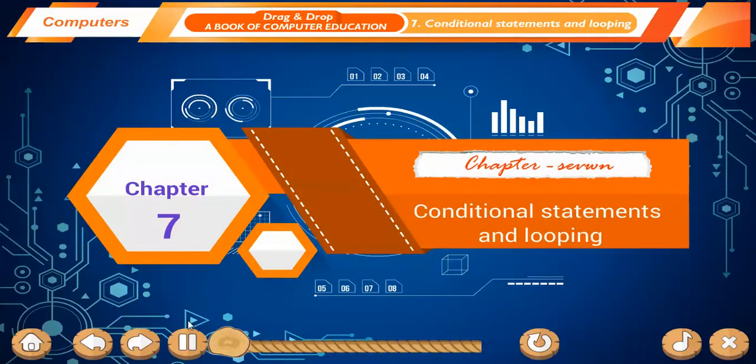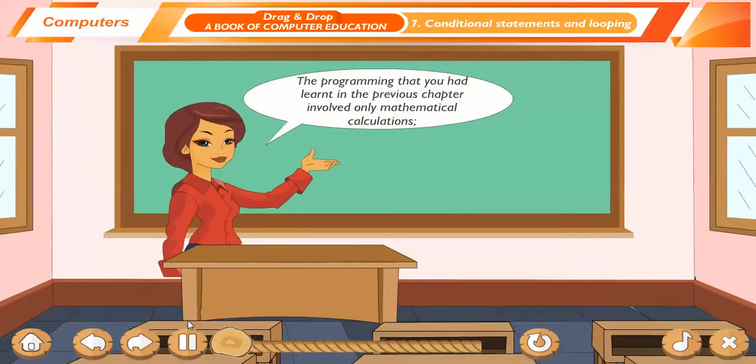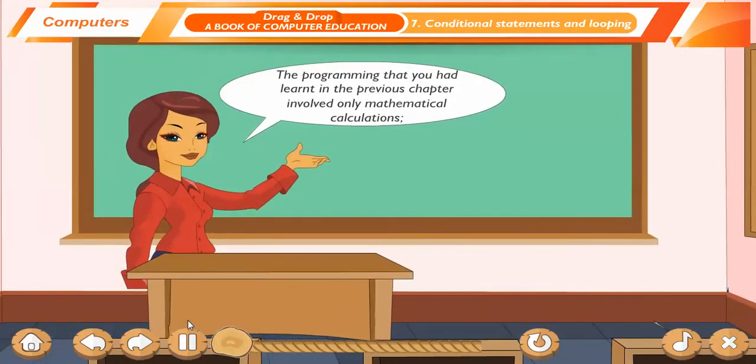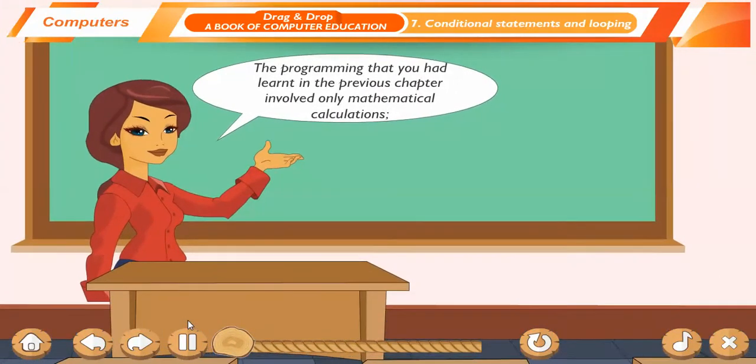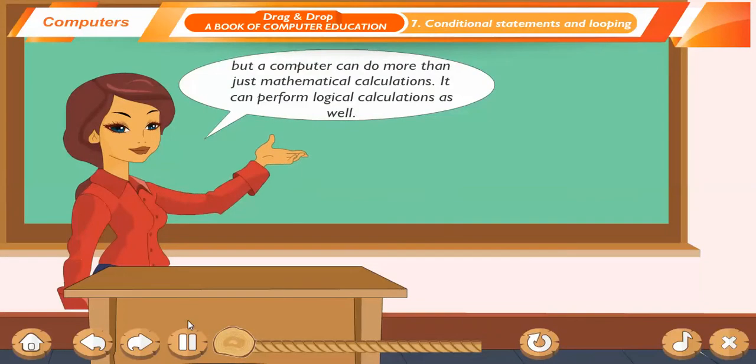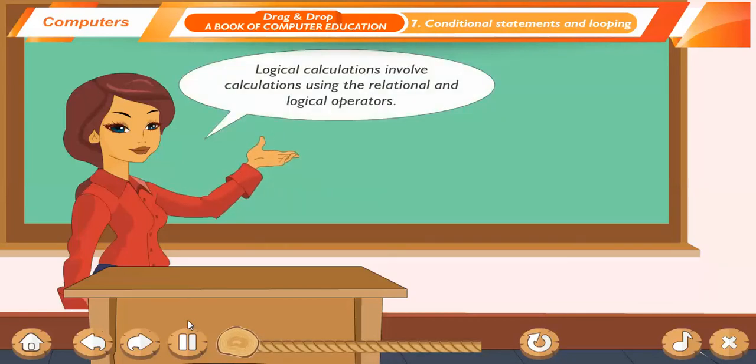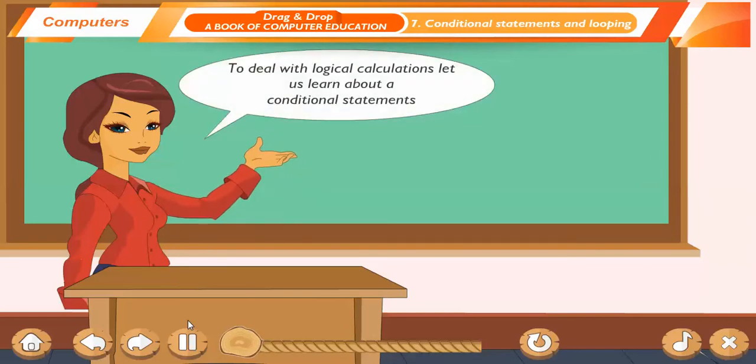Chapter 7: Conditional Statements and Looping. The programming that you had learnt in the previous chapter involved only mathematical calculations, but a computer can do more than just mathematical calculations. It can perform logical calculations as well. Logical calculations involve calculations using the relational and logical operators. To deal with logical calculations, let us learn about conditional statements.